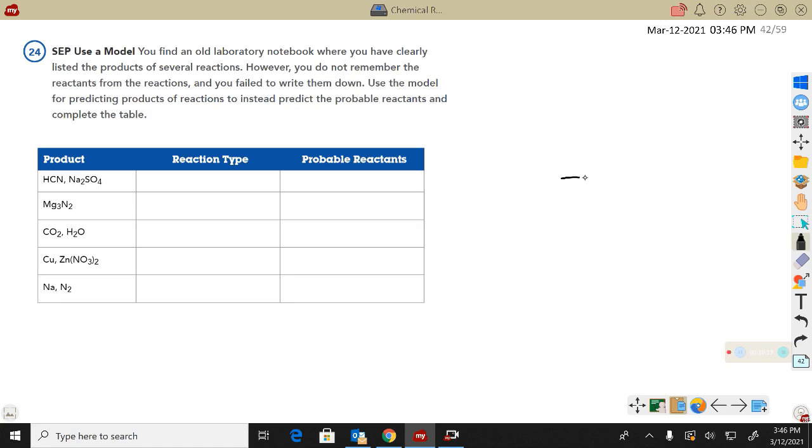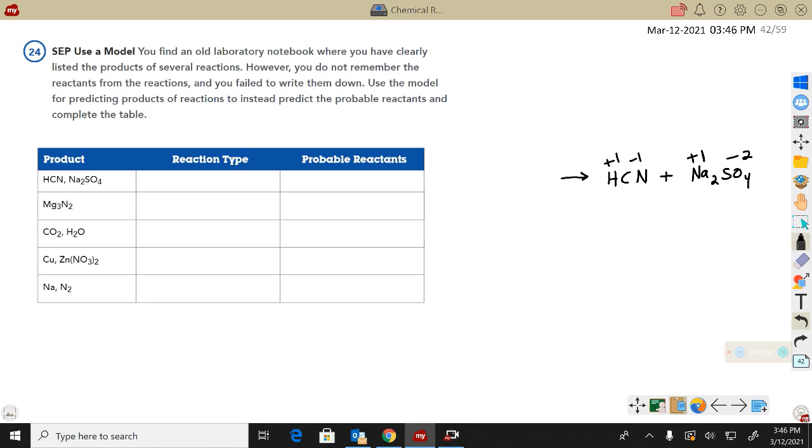So if my products were HCN and Na2SO4, that's like hydrogen. CN is cyanide. It's a polyatomic ion that would be on your chart, -1. +1, and sulfate is a -2. I've got two products that are both compounds.